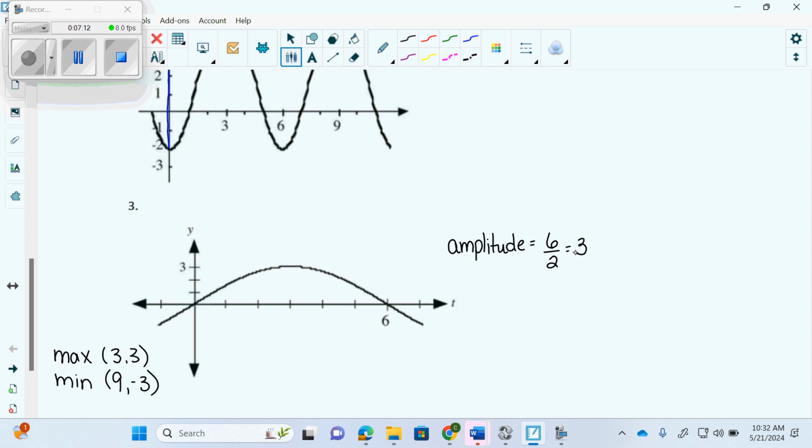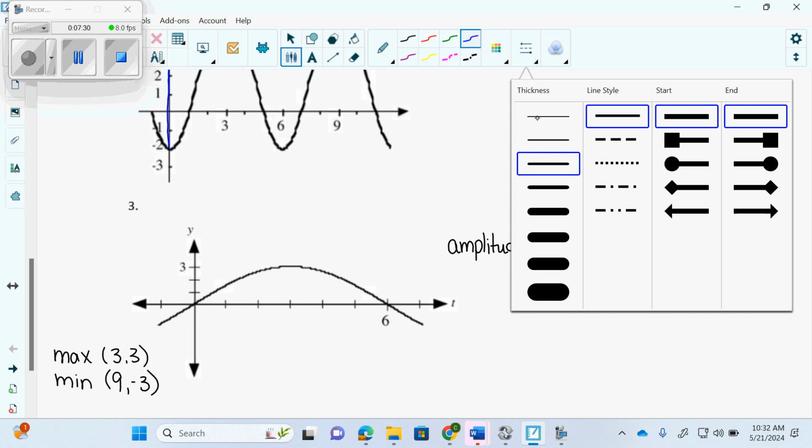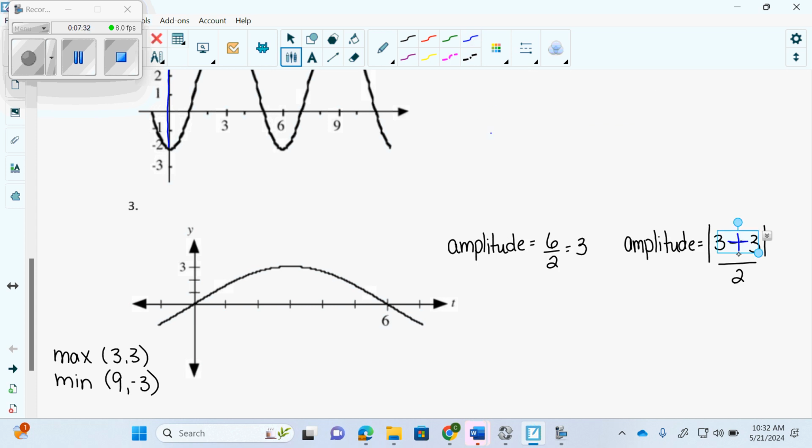Okay. So amplitude equals the absolute value of the max, which is 3, minus the min, which is -3, divided by 2. And what's 3 minus a minus 3? 6, because 3 minus a minus is actually a plus. So we get 6 divided by 2, which is 3. Same thing, right?